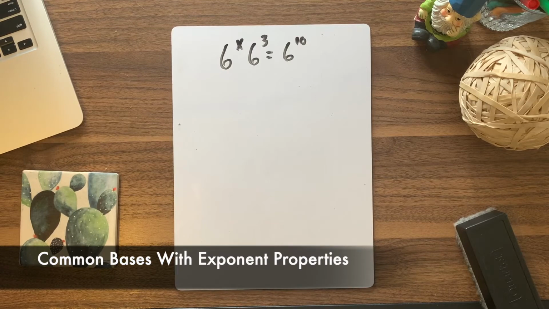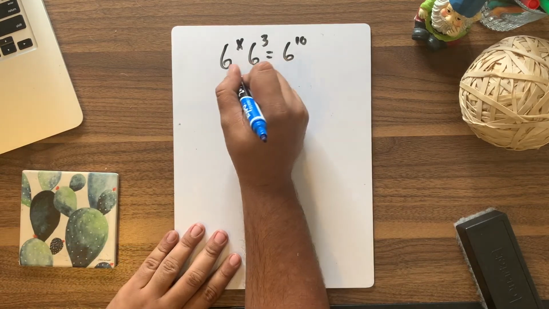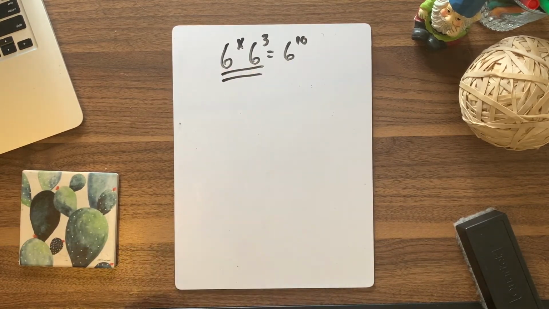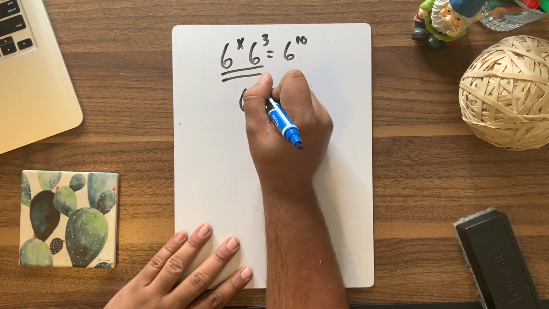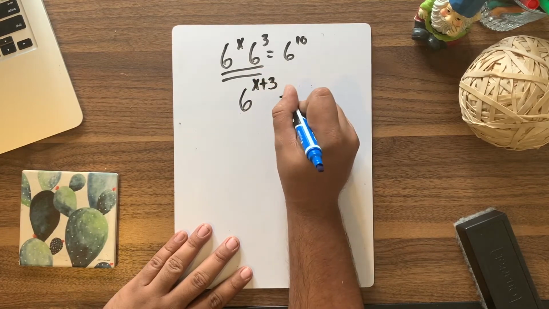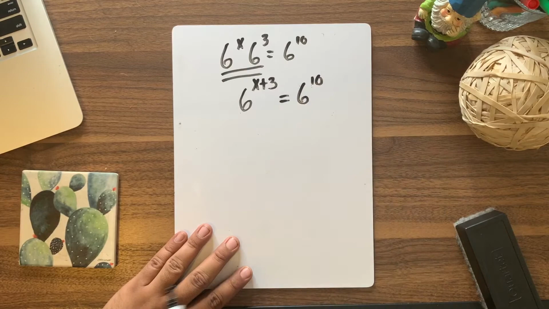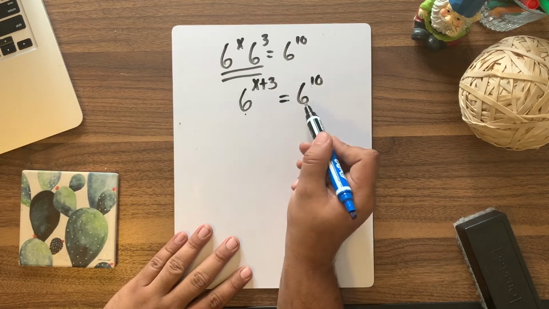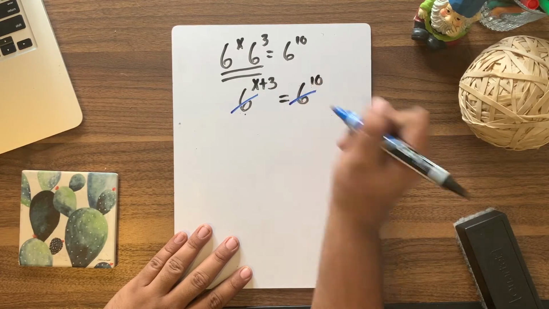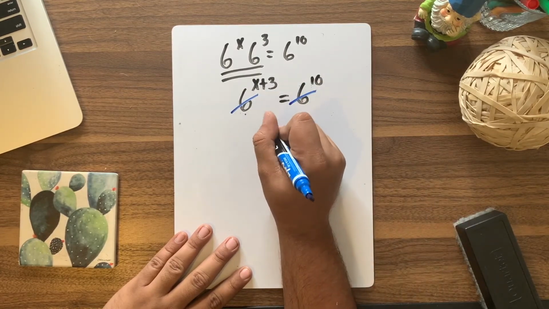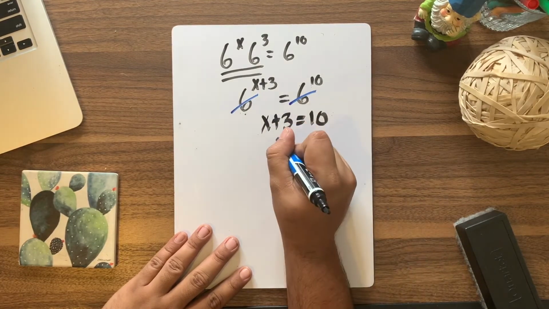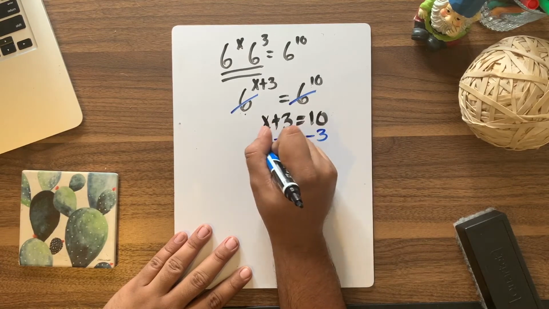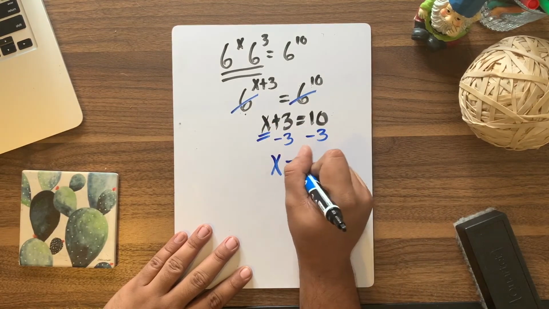Now let's look at a problem that has common bases, but we do have to use some of the properties for exponents. For example, when you multiply bases, if I condense this, the powers add up. So this is 6 to the power of x plus 3, and this stays 6 to the 10. Now we have a base equals a base, so they can cancel each other out, and you end up with x plus 3 equals 10, minus 3 because I want to isolate the x. So I end up with x is equal to 7.